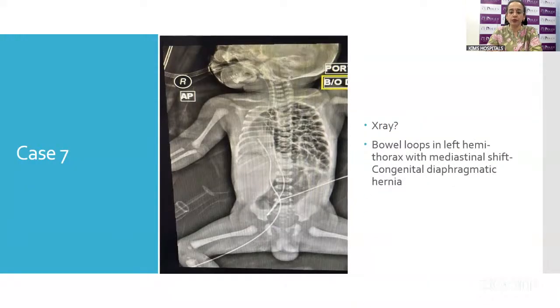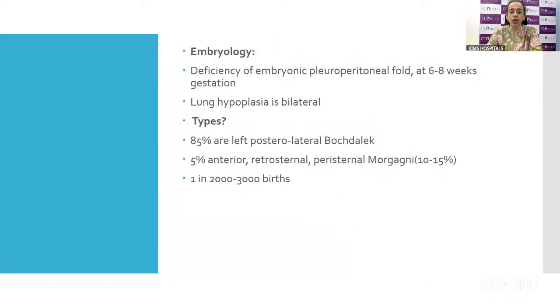Embryology-wise, this congenital diaphragmatic hernia occurs due to the deficiency of embryonic pleuroperitoneal folds at 6 to 8 weeks of gestation. Lung hypoplasia, however, is bilateral. The common types of CDH: 85% are left-sided posterolateral, which is called the Bochdalek type, and 5% are anterior retrosternal parasternal, Morgagni. So that is 10 to 15% of the cases.